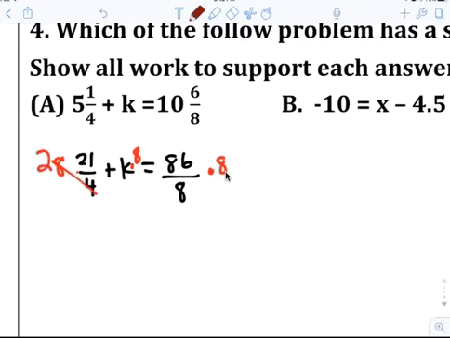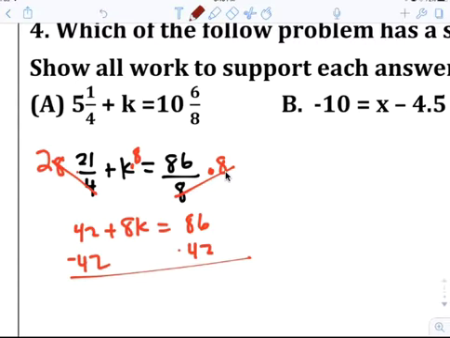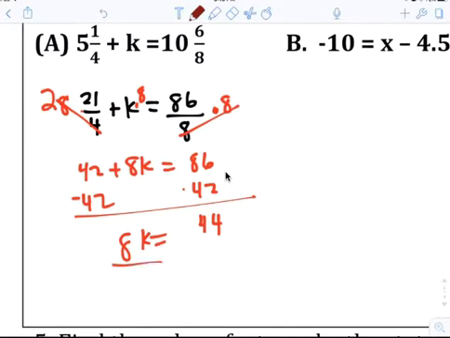That's 2 times 21 is 42 plus 8k. 86 there. Minus 42, minus 42. You get 44. Okay, 8k equals 44. Divide by 8.